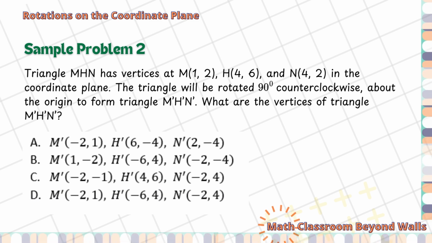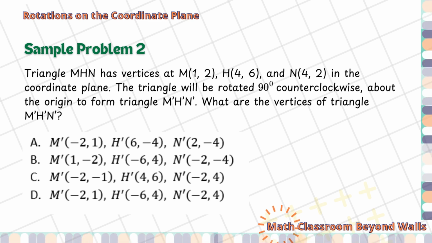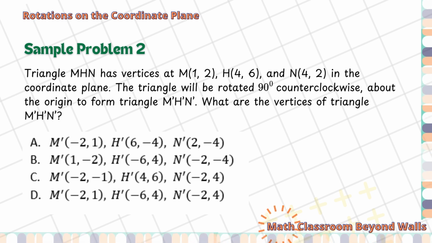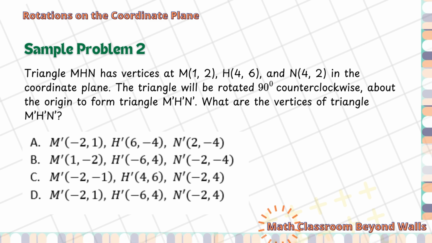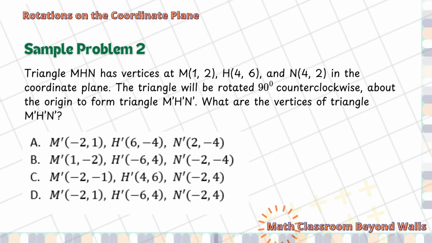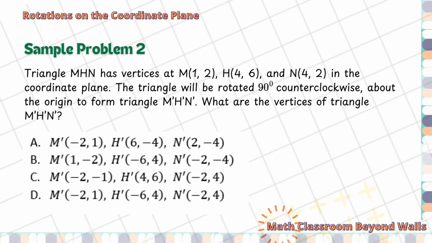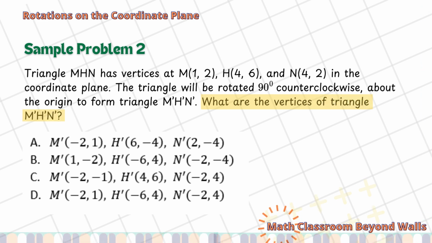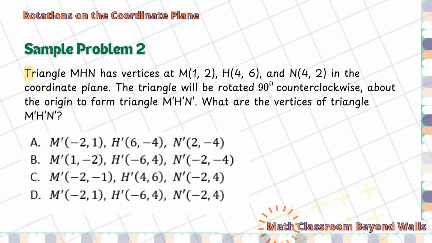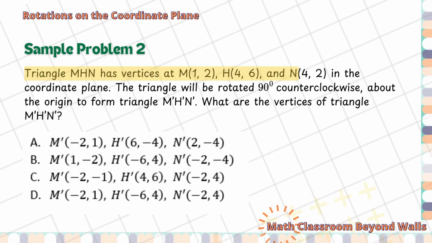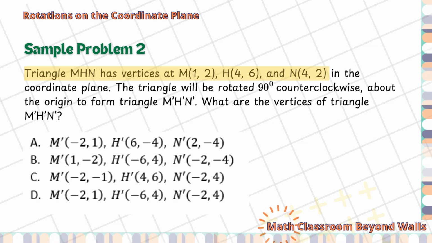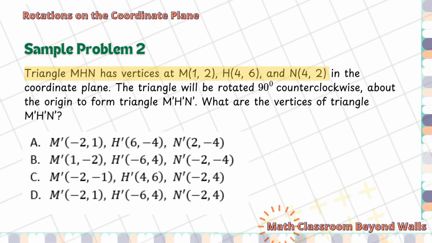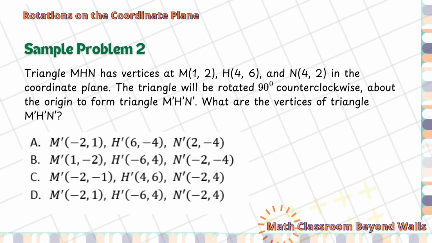As usual, we begin by reading the whole problem and may read it several times when needed to know what we are looking for, to determine what are given, and to figure out how the given information help find what we are looking for. What are we looking for here, learners? Here, we are to determine the vertices of triangle M prime, H prime, N prime. What are given? We are given the coordinates of the vertices of triangle MHN, which are M(1,2), H(4,6), and N(4,2).